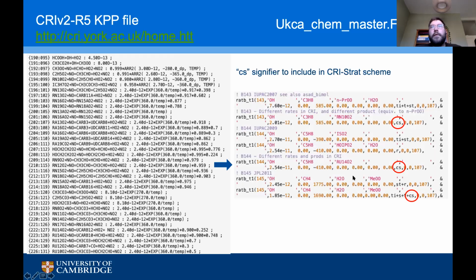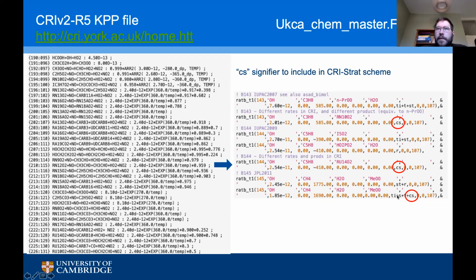And I turned all these into code. I actually wrote code which could read this in and write out Fortran code that looks like this that I can just copy paste into UKCA Chem master. And these, if you see it saying like CS at this point, that means that this reaction is being used in the CRI-Strat chemical mechanism.